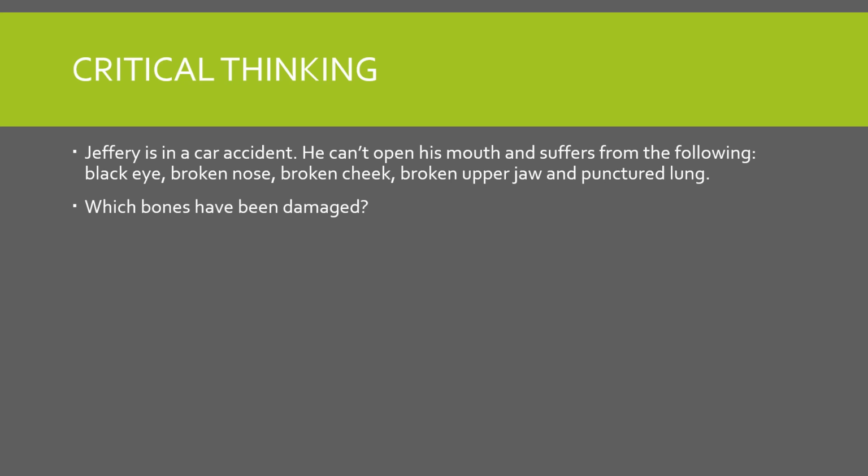All right, so the eye. So we know he can't open his mouth. He has a black eye, a broken nose, a broken cheek, a broken upper jaw, and a punctured lung. All right, so for his mouth, if he can't open his mouth, what was the bone that you used to open your mouth? The mandible. The mandible is the lower part of the jaw. You use it to open your mouth. All right, so we can conclude probably he's got some kind of damage to his mandible.